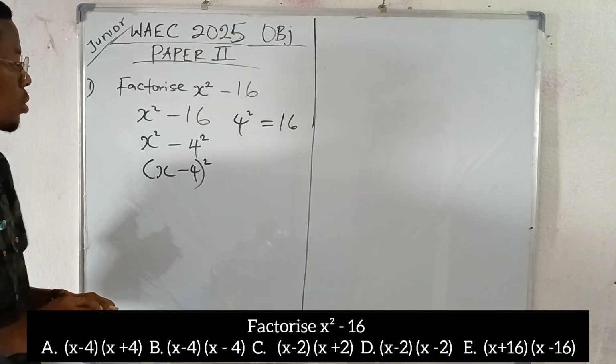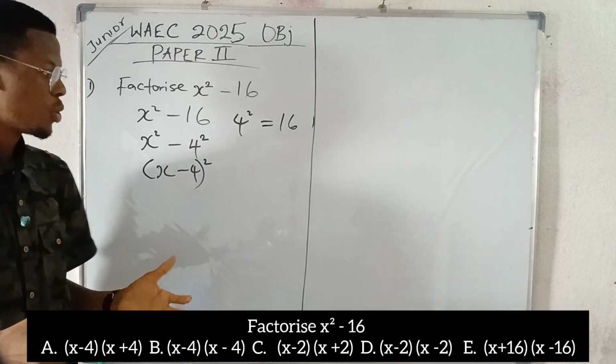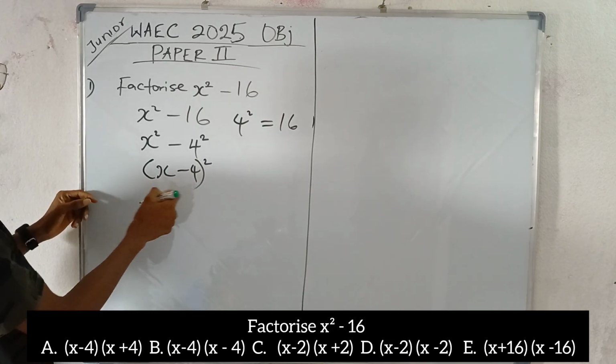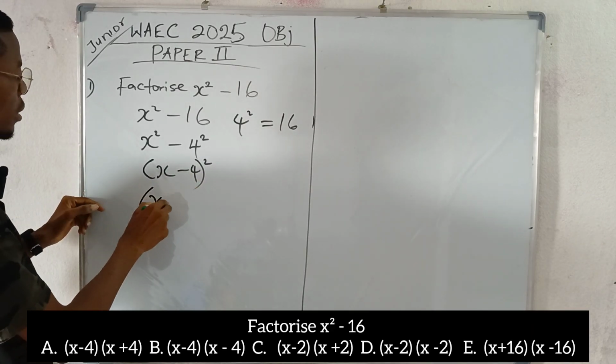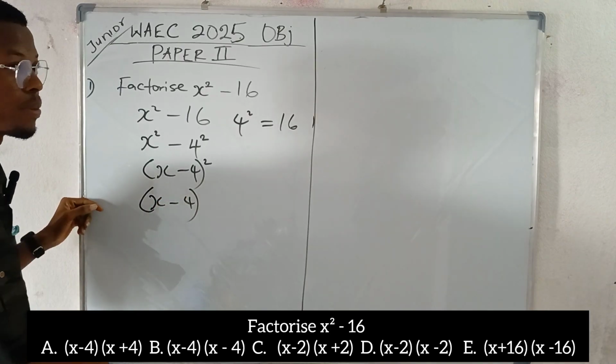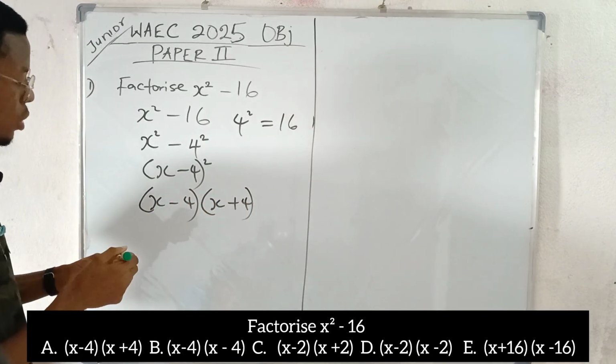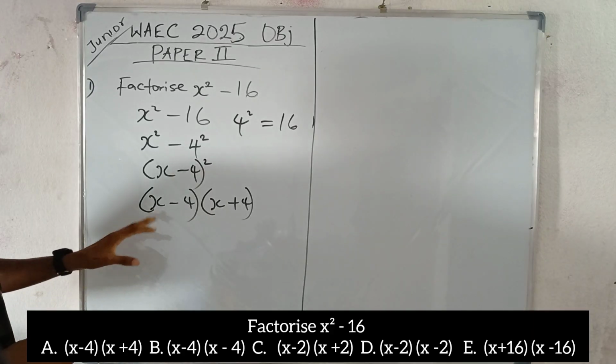And then we have the difference of two squares. So for the difference of two squares, this means in two places: x minus 4 and x plus 4. Difference of two squares. So this is our answer.